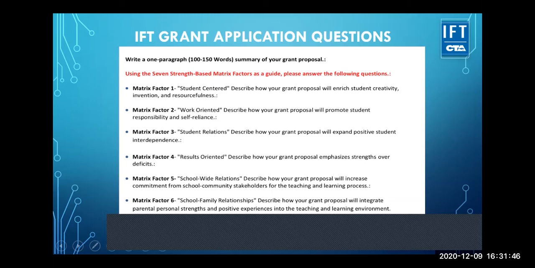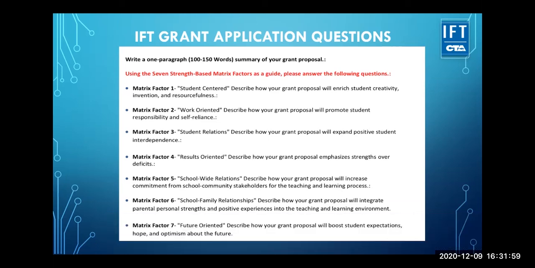The next factor is 7, and that's future oriented. Really, what are these skills, this proposal that you're submitting? How is this going to help students in the future? How is this going to help really boost their hope and optimism for the future? How is this going to help them hone in and build skills that they can use in the future? So those are the 7 factors and the questions.